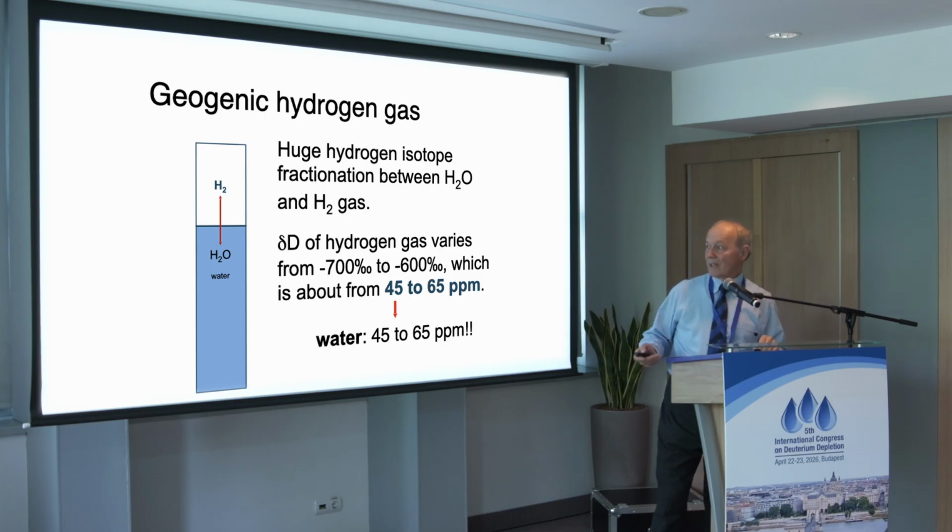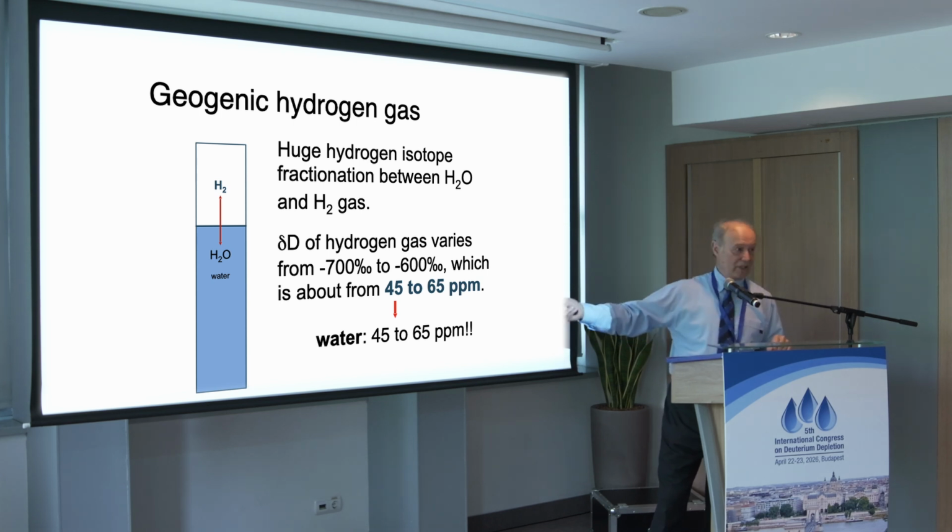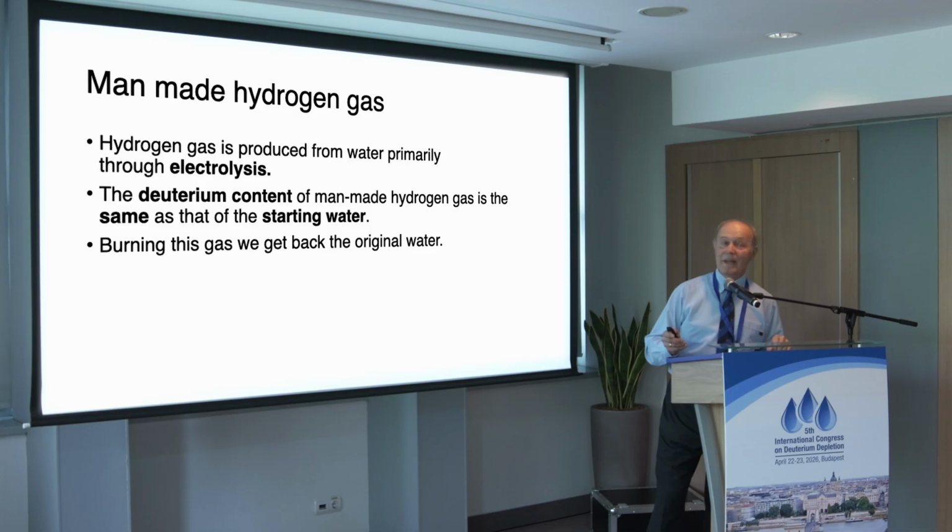And really, there are different places in the world where it is emanating, coming up from the Earth's surface. One is in Africa. And what is very interesting is that there is a huge fractionation between the water and the hydrogen gas. This hydrogen gas contains 45 to 65 ppm deuterium. This is the most depleted natural substance that I know in nature, the geogenic or geological hydrogen. So if we burn this hydrogen, we can get water of 45 to 65 ppm deuterium content.